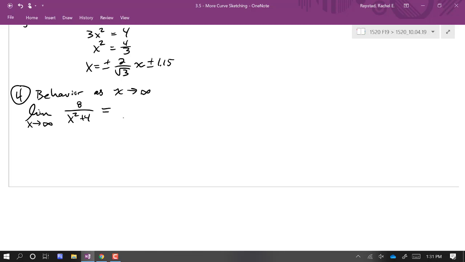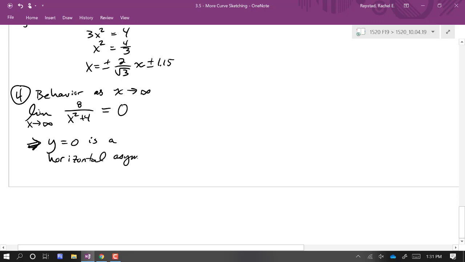If it were 8 over x squared, we were really used to just seeing that and being like, oh, 8 over x squared, as x gets huge, that goes to 0, right? Well, if that goes to 0, certainly if I just add 4 in the bottom, that also still goes to 0. So this limit is 0, and what that tells us is that y equals 0 is a horizontal asymptote. So that's good information to have.